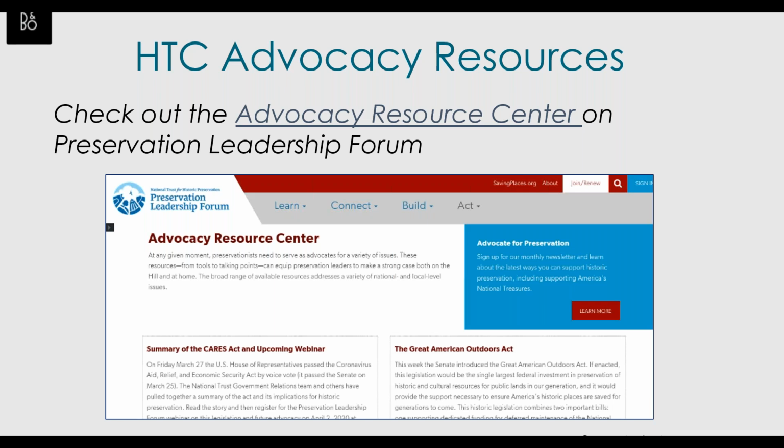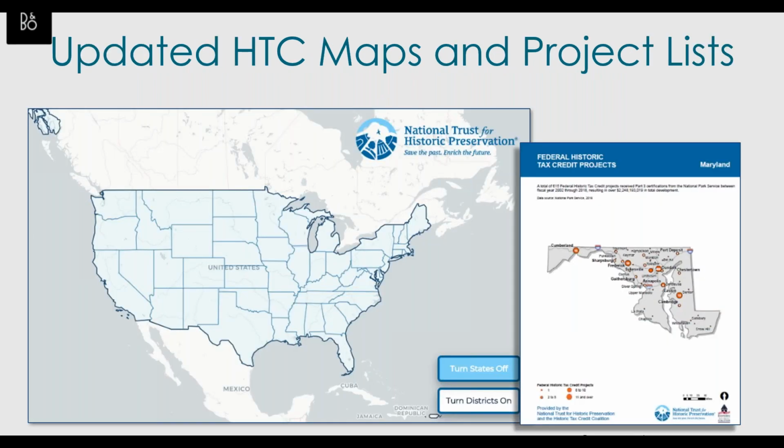We have, next slide, please. We have updated historic tax credit maps and project lists for each state, and they're organized alphabetically by town. So you can go and look for your community on those project lists to see the projects that have occurred since 2002, which is when the Park Service started aggregating this data. You just scroll over your state and you'll be able to download and print the map and lists. Next slide, please.